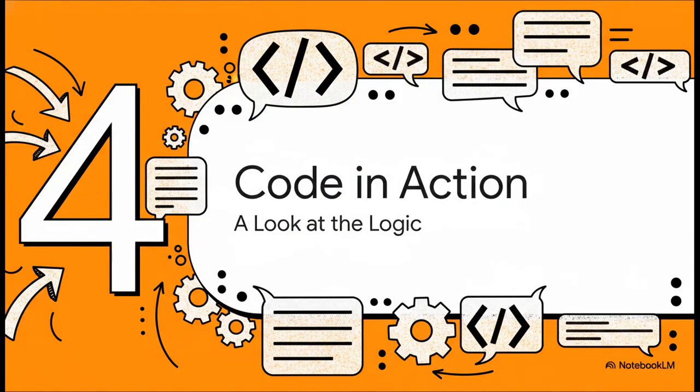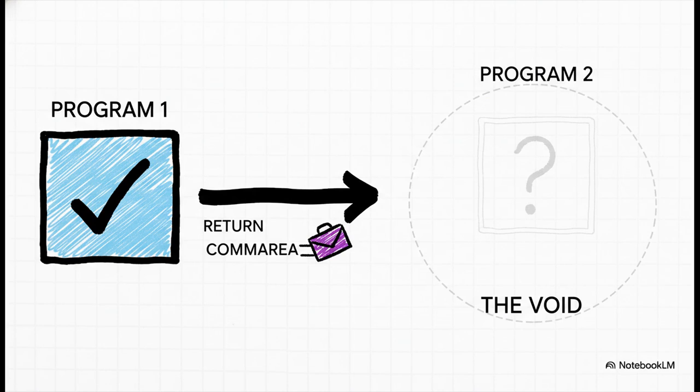Okay, enough theory. It's one thing to talk about it, but it's another to see it. Let's take a quick look at how the logic actually works in the code. So here we go. Program 1 is finished. It's displayed a screen, it's done its job. Now it executes this RETURN command. You can see it's specifying the next transaction ID, TRN2, and it's passing along a data area called TERM-STORAGE in the COMMAREA. It's like it's packing a briefcase with all the important info and then telling the front desk, give this to TRN2 when they show up.